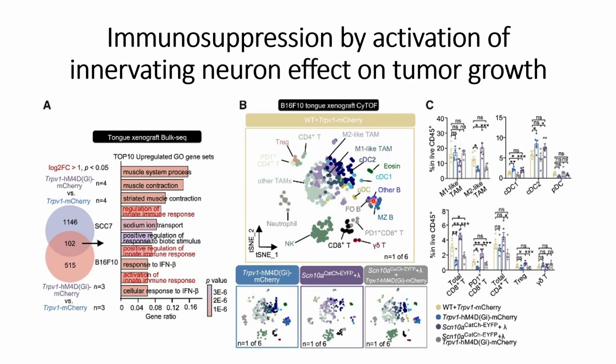This altogether indicates that activation of this innervating neuron can cause an immunosuppressive environment through the increase in M2-like macrophages. M2-like macrophages are known as tumor promoting macrophages, and they help in tumor development, whereas M1-like macrophages are known as tumor suppressing. But there is no change in the M1-like macrophage populations. The main changes are found in tumor associated macrophages, conventional dendritic cells, and PD1 CD8 plus T cells. This also goes down whenever chemogenetic inhibition is combined.